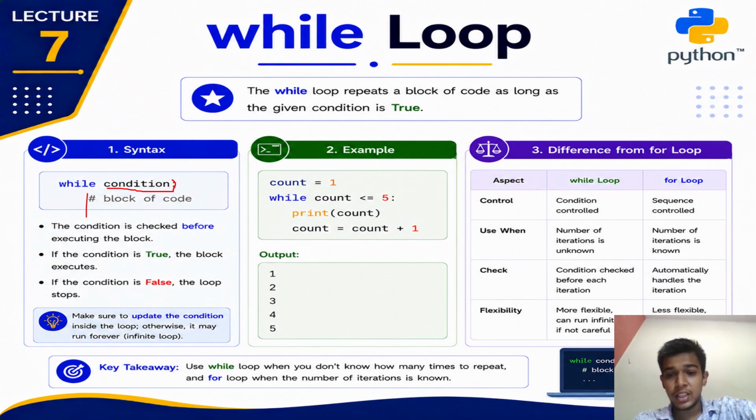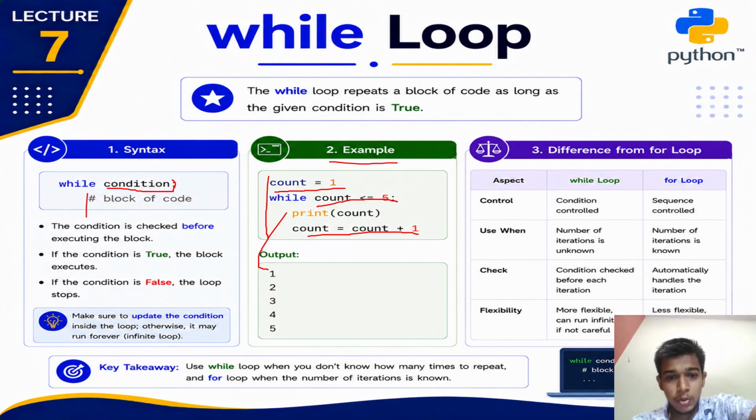Now, let's understand the example given here. You can see the example: count = 1, while count <= 5: print(count) and count = count + 1. Initially, the variable count is equal to 1. Python checks whether the condition count is less than or equal to 5 or not. Since 1 is less than 5, the condition is true, so Python will print 1. Then the last statement, count = count + 1.